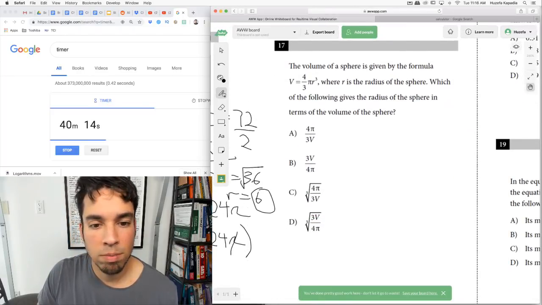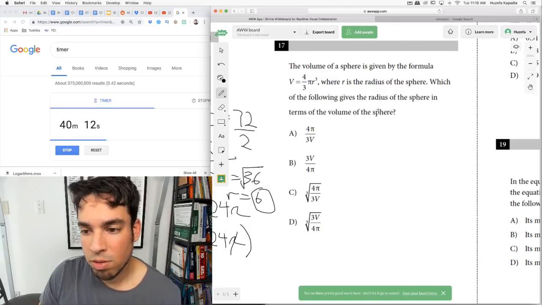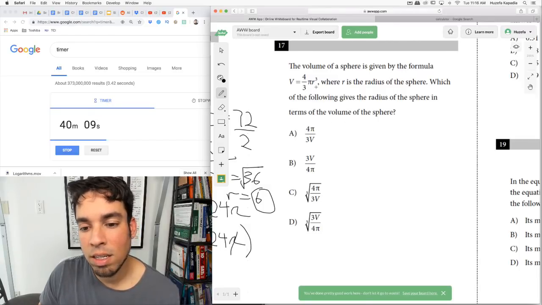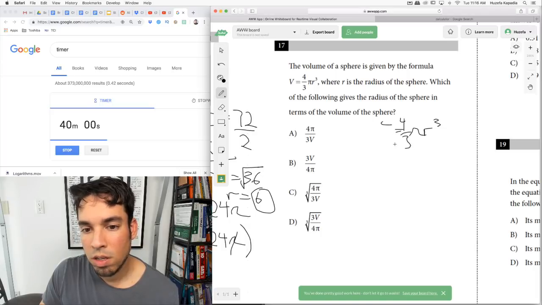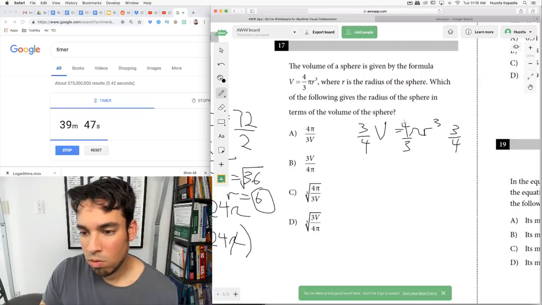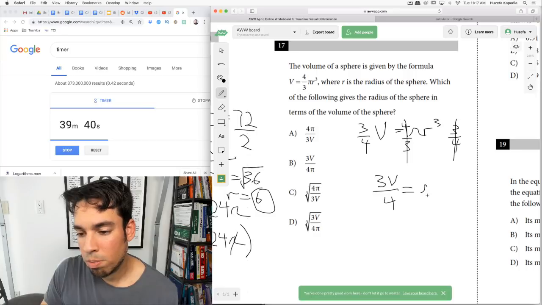The volume of a sphere is given by that formula. Which of the following gives the radius of the sphere in terms of the volume? Okay, isolate r. That's all they're doing. So we've got 4/3 pi r cubed equals V. First thing, I want to get rid of the 4/3. So I'm going to multiply both sides by 3/4, the reciprocal. That goes away. Now I have 3V over 4 equals pi r cubed.